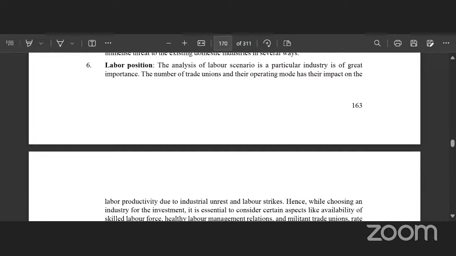Labor position. Most Indian industries are labor intensive, and in a country like India it is always better to keep it labor intensive rather than capital intensive, because of the population and the high working-age share. So it's good to keep it labor intensive, so that much of the population gets jobs.